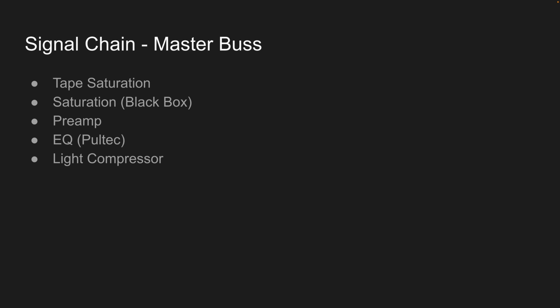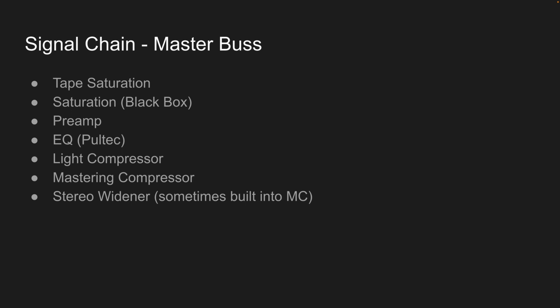And then a lot of times you'll put a light compressor, so something like a 2-to-1 ratio or 3-to-1 ratio. And then you'll put your mastering compressor. There are many different plugins out there that are mastering compressors, but it's typically a little higher ratio, and there's just many more options with it, but it's made to bring up the level to like a commercial radio level. And then at the end, a stereo widener makes your mix sound a little wider, and also sometimes it's built into the mastering compressor.